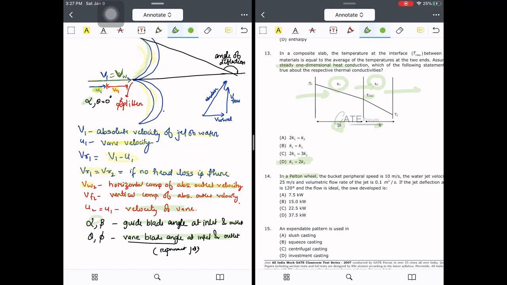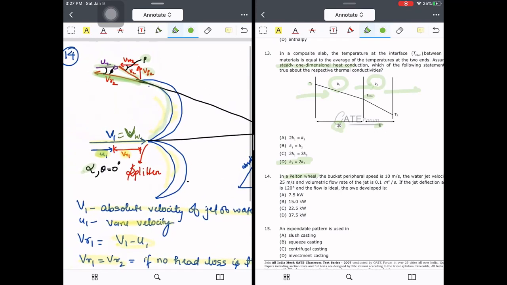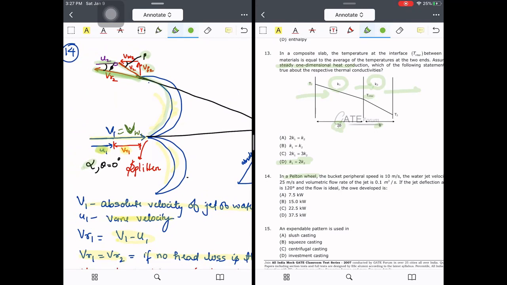Now what are phi and theta? Phi and theta are the blade angles at the inlet and outlet. So blade angle with respect to inlet and outlet. Phi or theta represents the angle between the relative velocity of the jet with respect to the motion of the bucket.